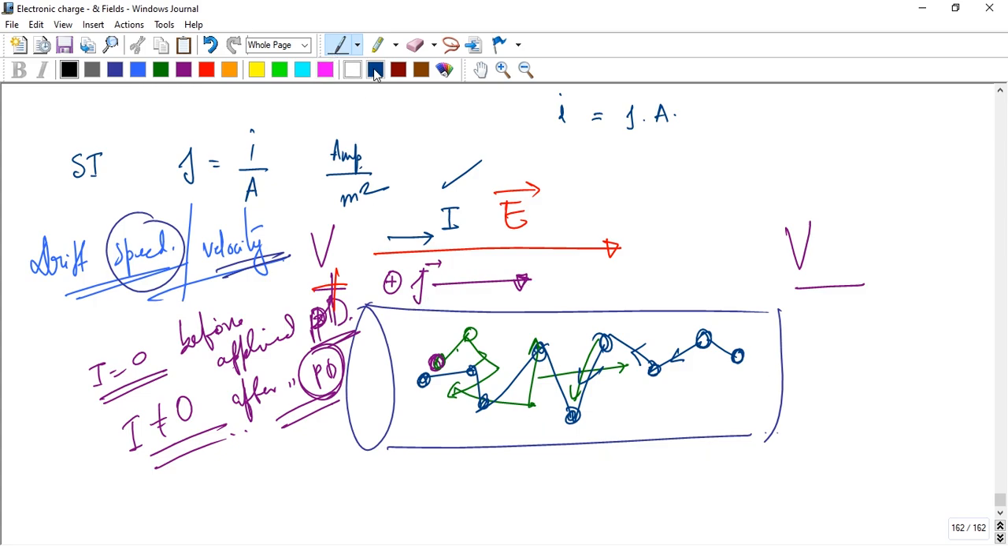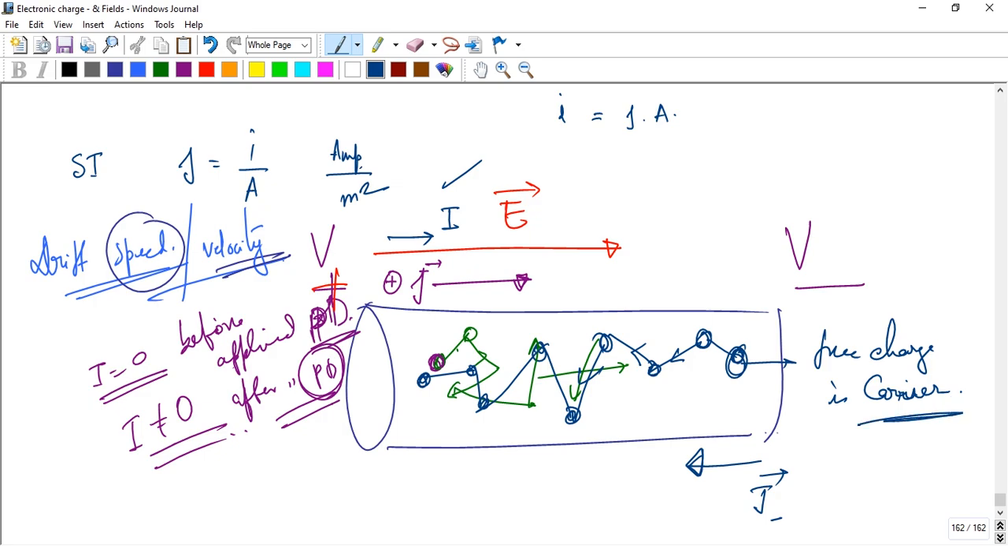If I choose the free charge as negative, then J is in the opposite direction. So here the free charge is mainly the carrier. Okay, by the convention, that's the basic convention. If I is positive, then there is a direction.